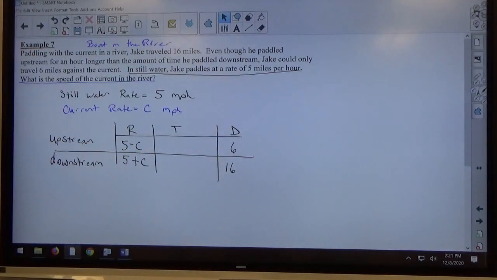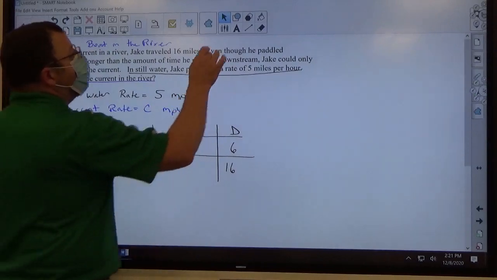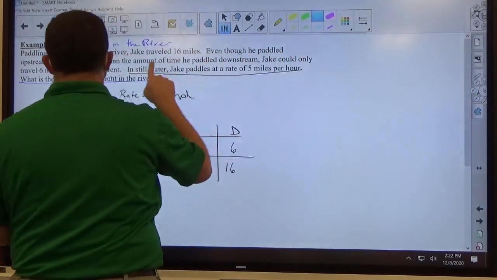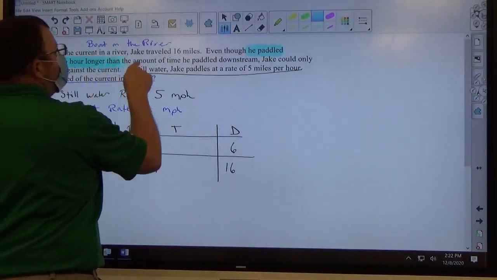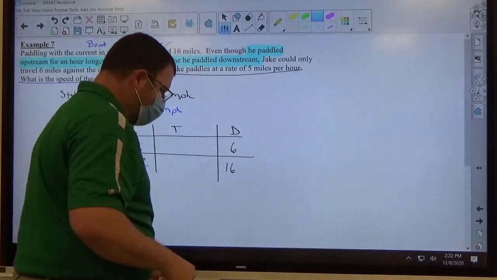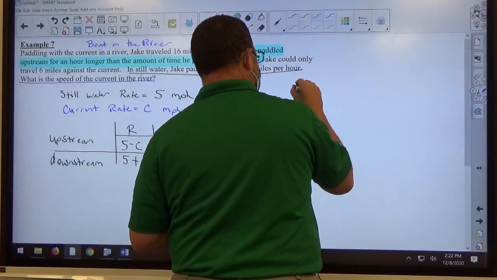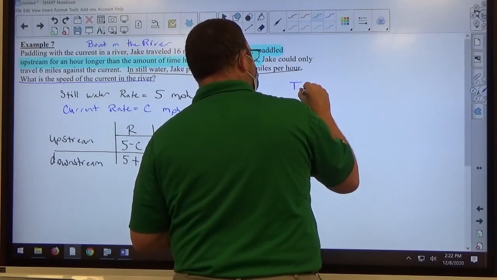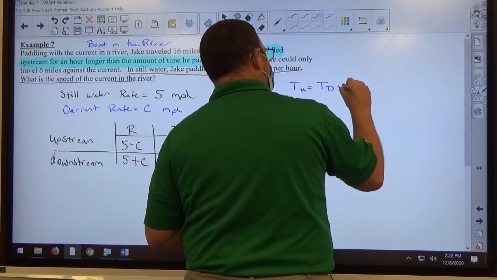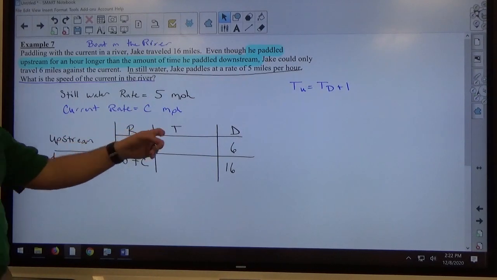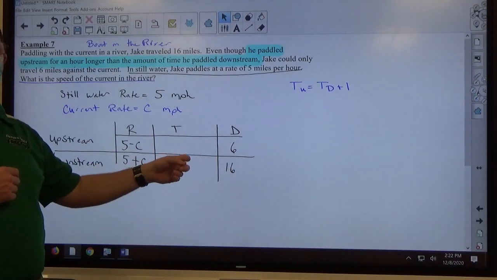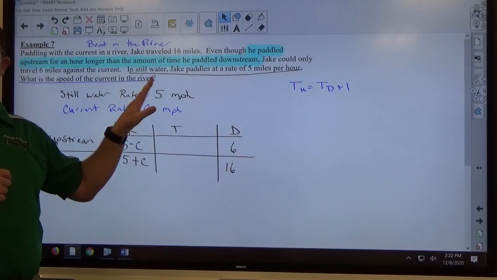They do give me a relationship on time, but I don't want to do it that way, so let me just focus on that for a second. He paddled upstream for an hour longer than the amount of time he paddled downstream. So if I were to put this equation here, time upstream equals time downstream plus 1. That's what the highlighted sentence is telling me. So if he paddled for 7 hours downstream, he would have paddled 8 hours upstream, whatever the times come out to be.